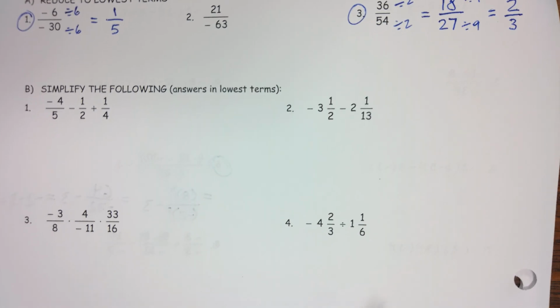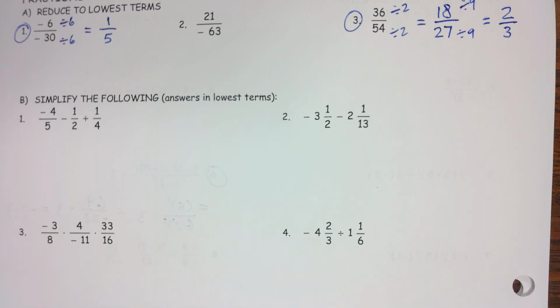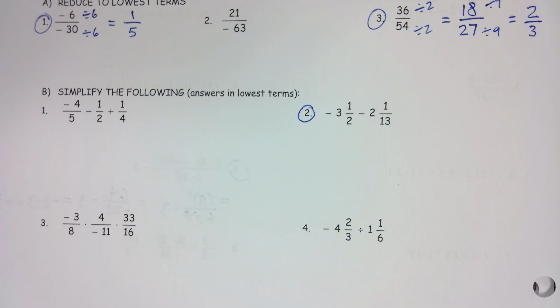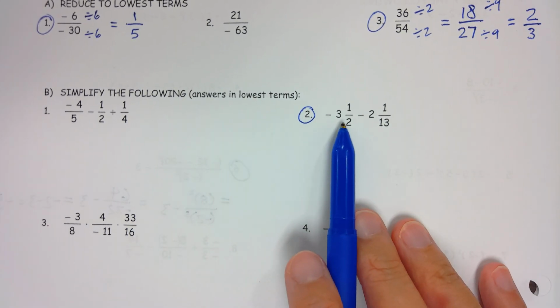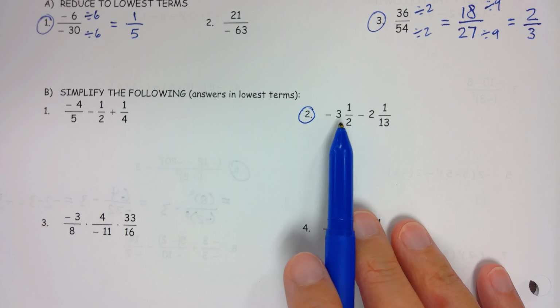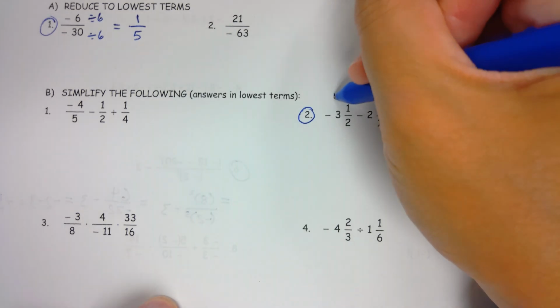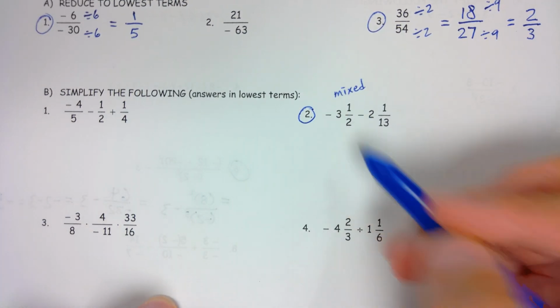So let's do this one. Let's do number 2 right here. What are these type of numbers called? Do you guys remember the names of these? One second. Dean? Mixed numbers. Good. Okay, so these are called mixed numbers when you have a whole number and a fraction.